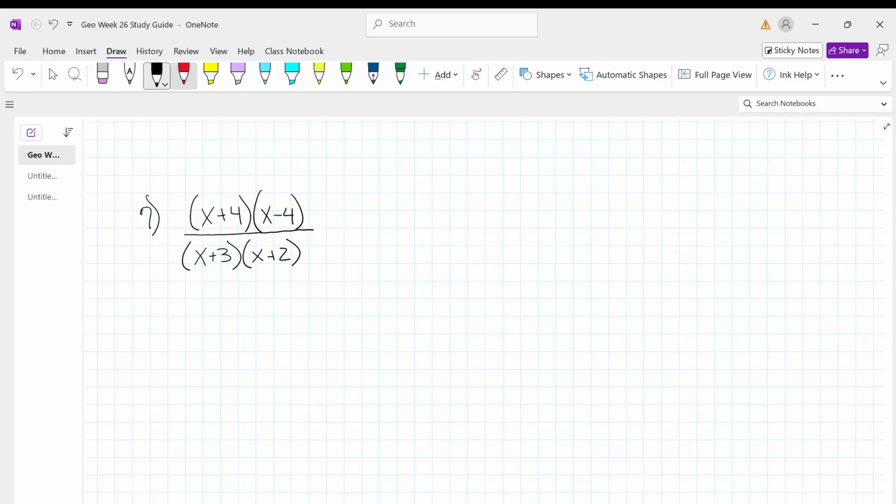We've got to divide that by x plus 4 times x plus 1 over x minus 4 times x plus 2.